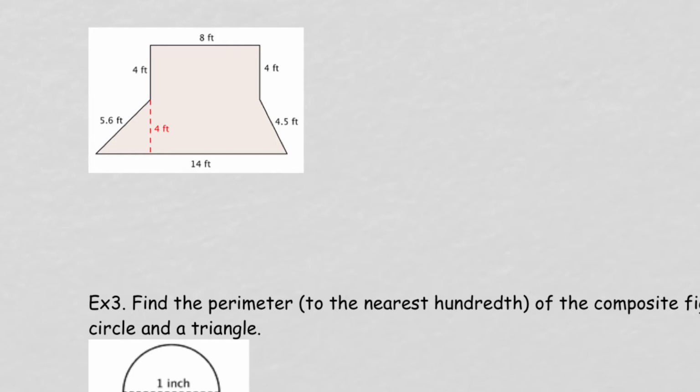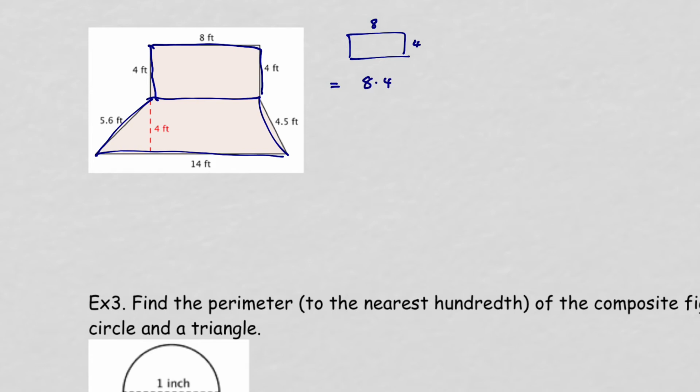So in order to find the area, it looks like you have two shapes again. You have one rectangle. The other one is this one right here, right? So the first one is going to have 8 feet and 4 feet. So in order to find the area, you're going to multiply 8 times 4, right?